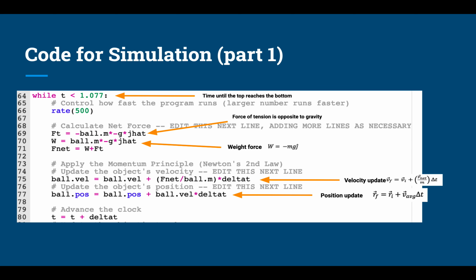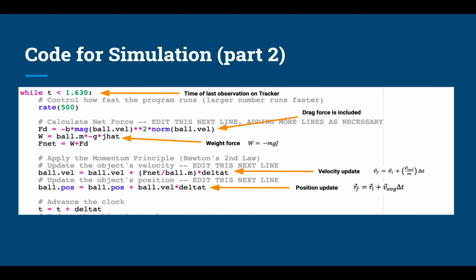So this is the code for the simulation, and this is part one. I have two while loops. The first one is set to run until the top of the Slinky reaches the bottom. For this simulation, the force of tension is opposite and equal to gravity. So these forces just cancel out, which explains why the bottom of the Slinky would remain stationary. We'll get more into that in the later slides. And we also have the velocity update and position update formulas.